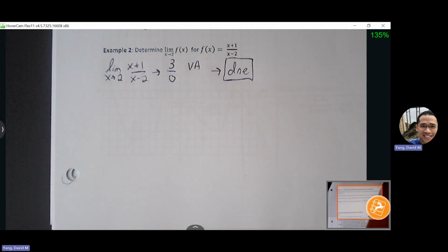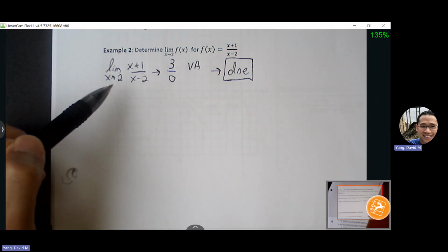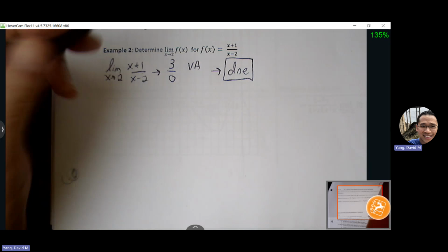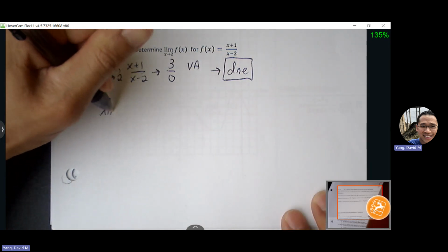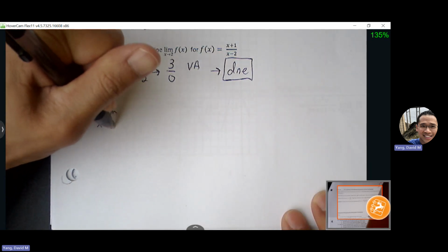Okay, so we're going to talk about how we can subcategorize it without the use of a calculator, which means that we have to look at both the left and the right side independently. So let's do that. Limit as x approaches 2 from the left side of 2.